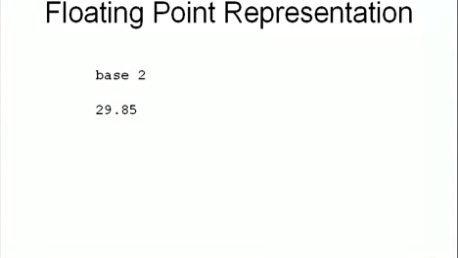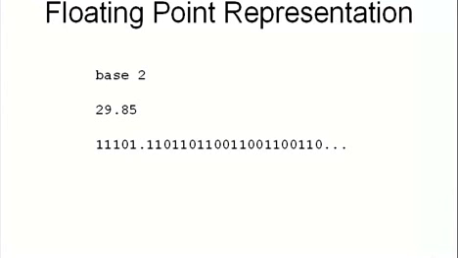29.85. The whole number, the part to the left of the decimal, is easy. The value 29 is 11101. The period in a base 10 number is a decimal point, while in the binary number, it's a binary point. The bits to the right of the binary point in this case are continuous. The 4-digit sequence 0110 repeats indefinitely.